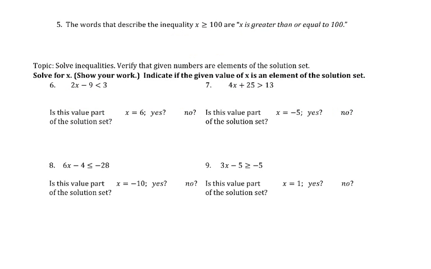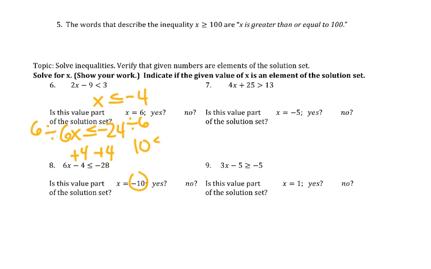Okay, so let's do one solving and one the other way. Let's solve this one. So I add 4 to both sides, and I get 6x is less than or equal to negative 24. Divide by 6, and I get x is less than or equal to negative 4. Okay, so is negative 10, would that fit there? Negative 10 is less than or equal to negative 4. That is true, so yes, it works.